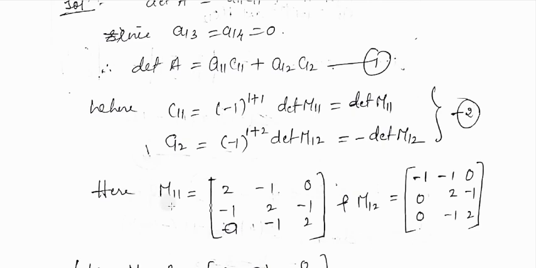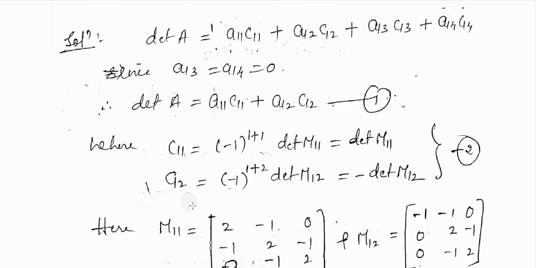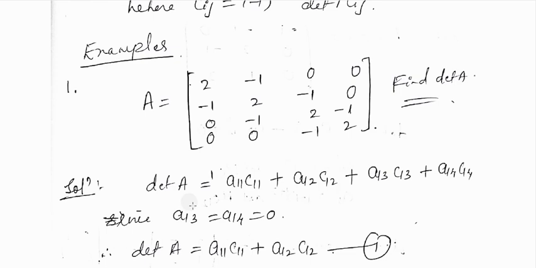Minus M11. How will we get the minors? To find the minors, we are finding the cofactor of this entry. Okay, the cofactor of the first element. So the sign we have to follow is plus.